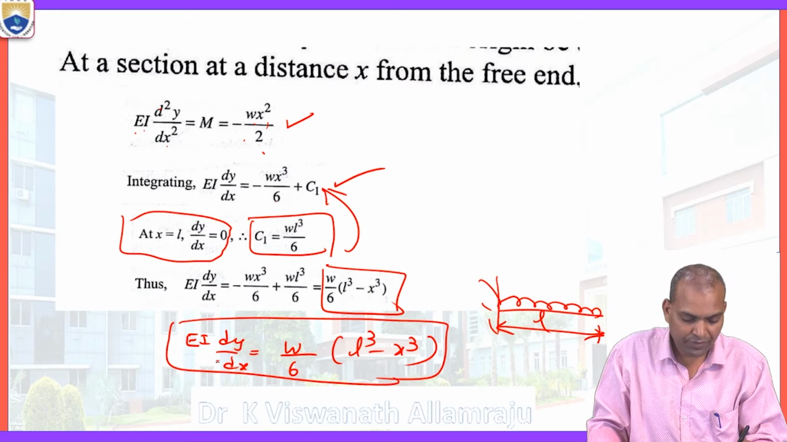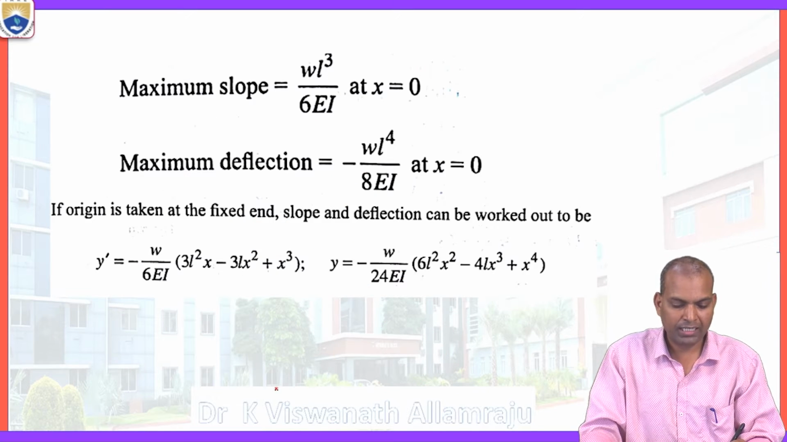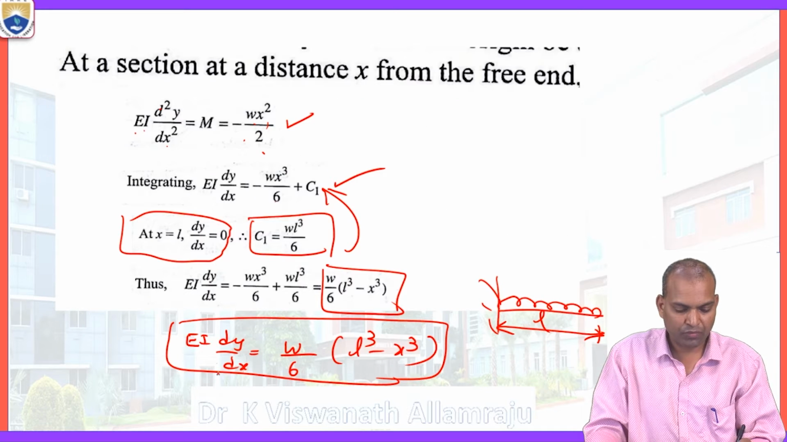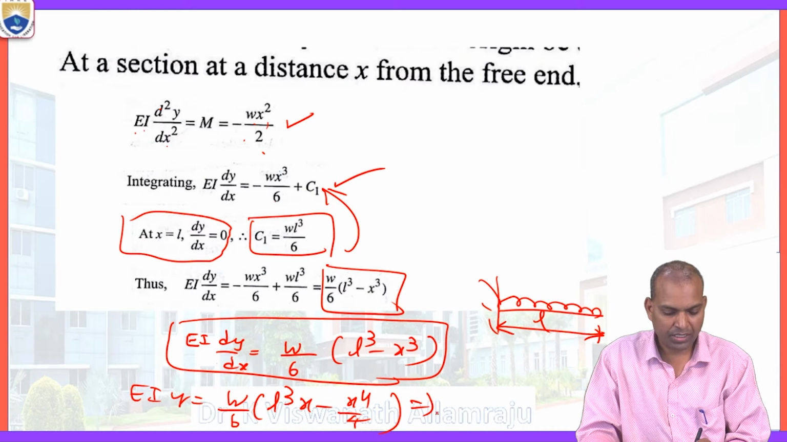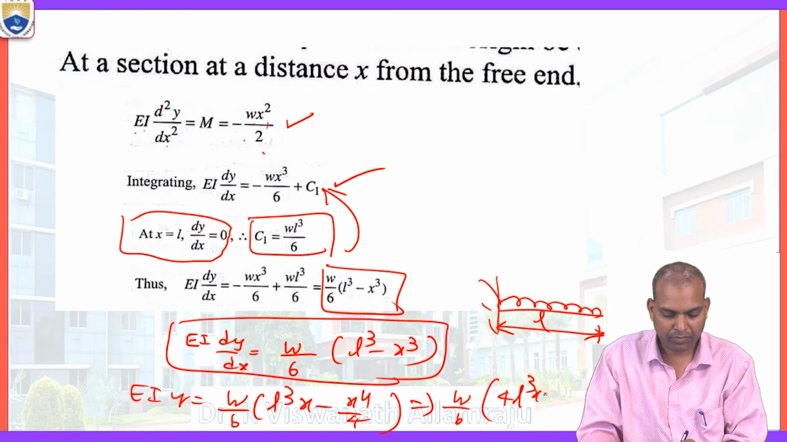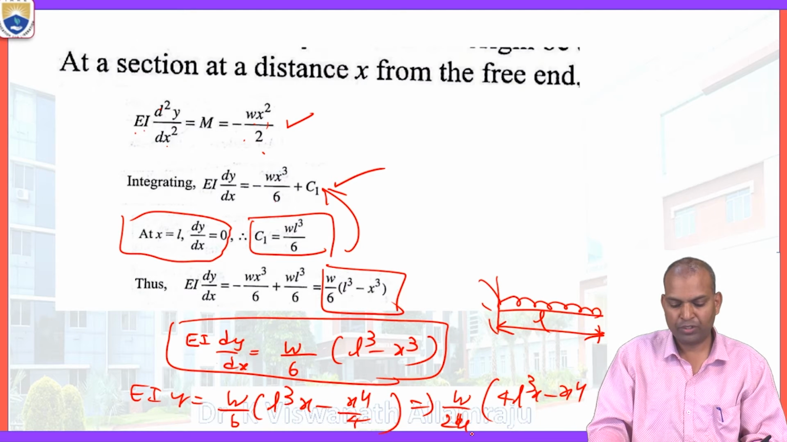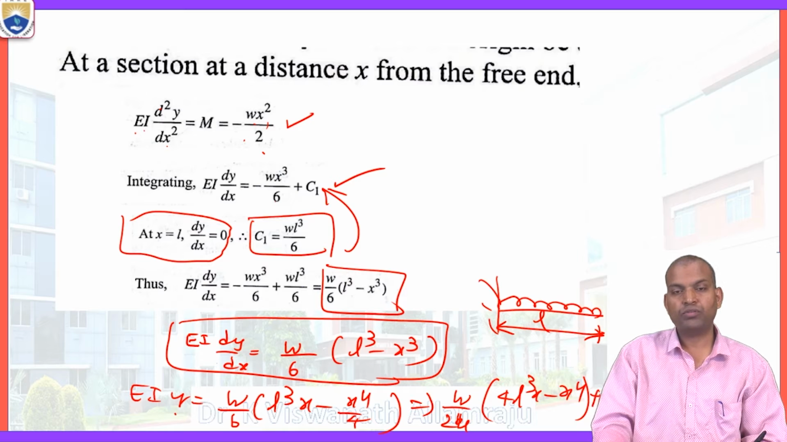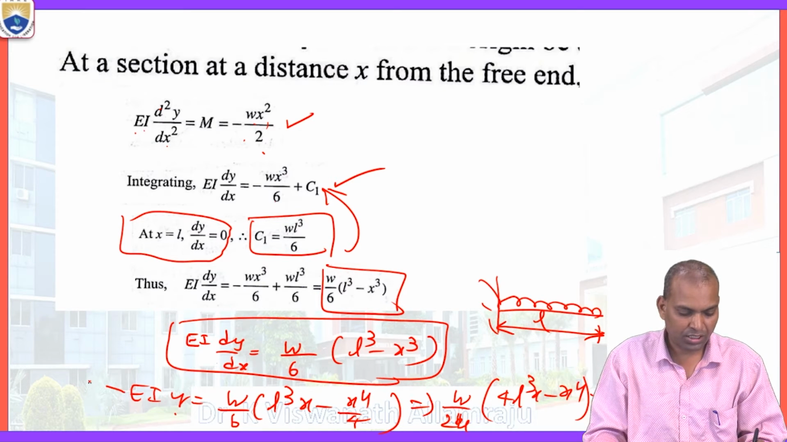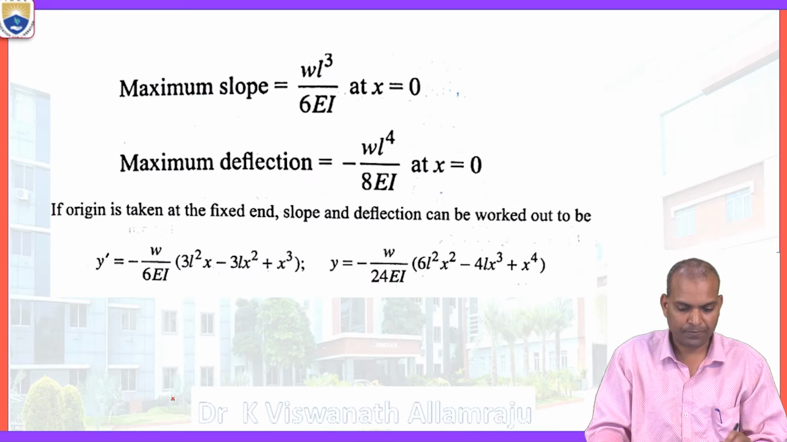Next, if we integrate the slope equation, EI times y equals W by 6 times (L cube x minus x power 4 by 4). Then W by 6 times 4 L cube x minus x power 4, that is W by 24 times, gives the deflection, plus C2, where C2 is the constant of integration.